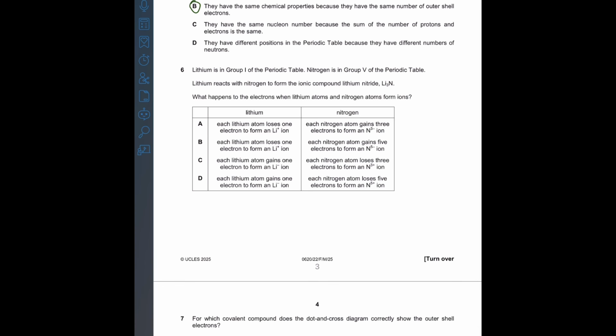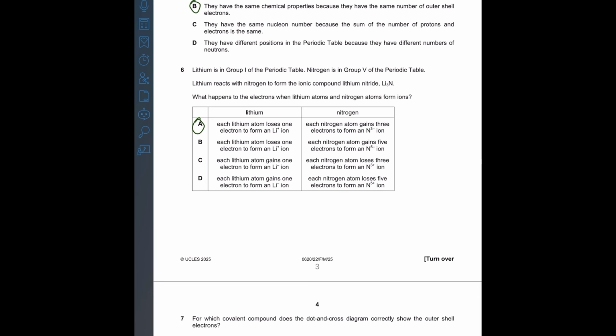It will become a positive ion, not a negative one, because lithium is a metal. Metals always lose electrons. And nitrogen is a non-metal, so it will gain electrons. And how much? Since it's in group 5, group 5 elements will gain 3 electrons because they need 3 more for the complete orbital. So the answer is A.